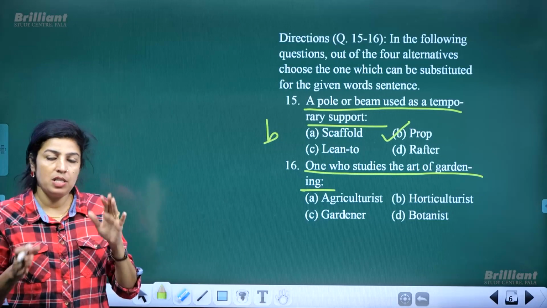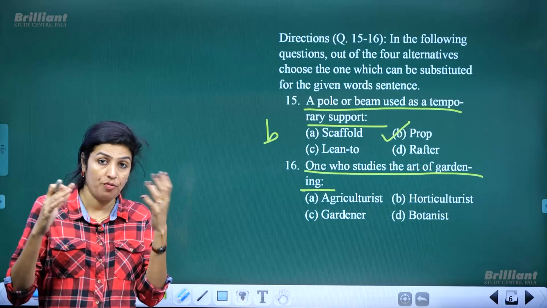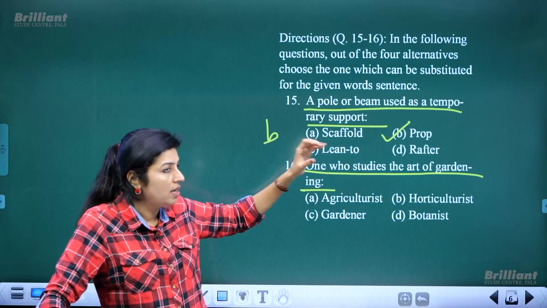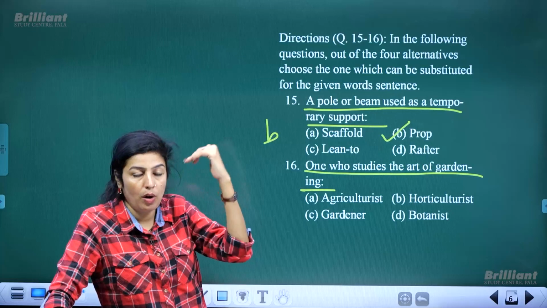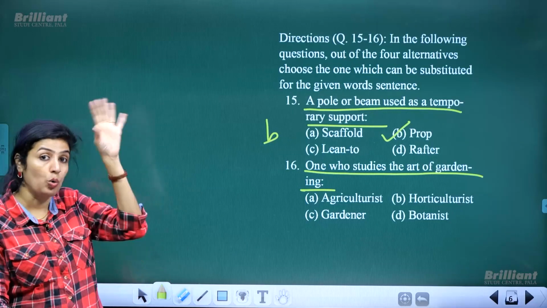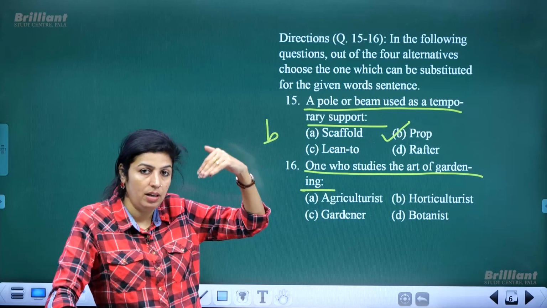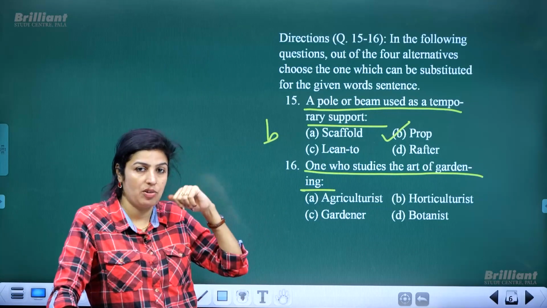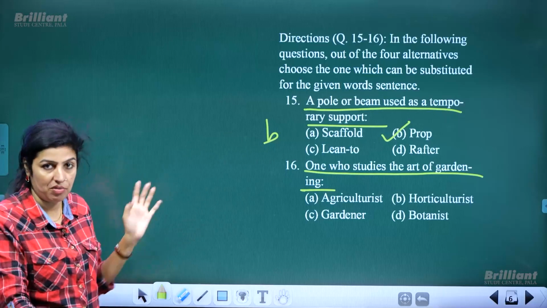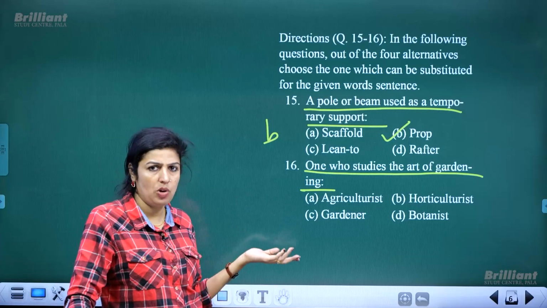Lean-to is actually a small supporting building, another building which supports a wall or fence, which gives support. And then, not a pole, it's a wall or fence. Then rafter is actually a leaning pole, or a leaning beam which is on the roof of the house. Rafter is the roof of the house, that slanting beam or slanting structure. So not the pole or beam used as a temporary support. It's permanent, rafter is permanent. So it's option B.